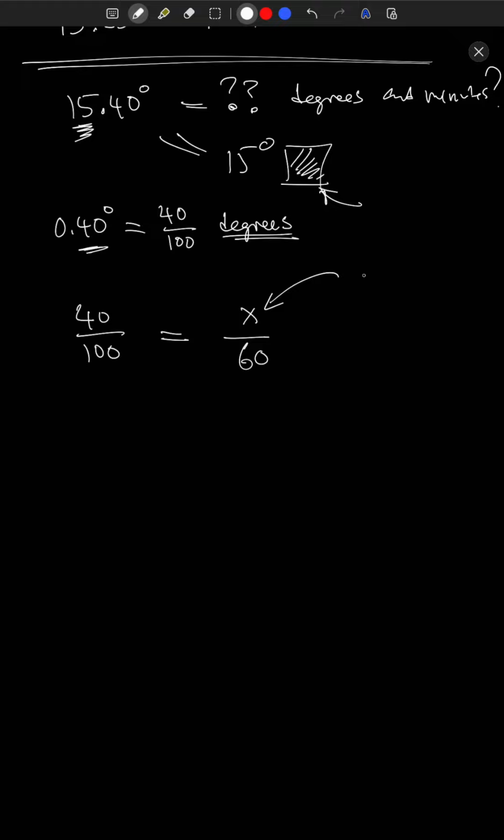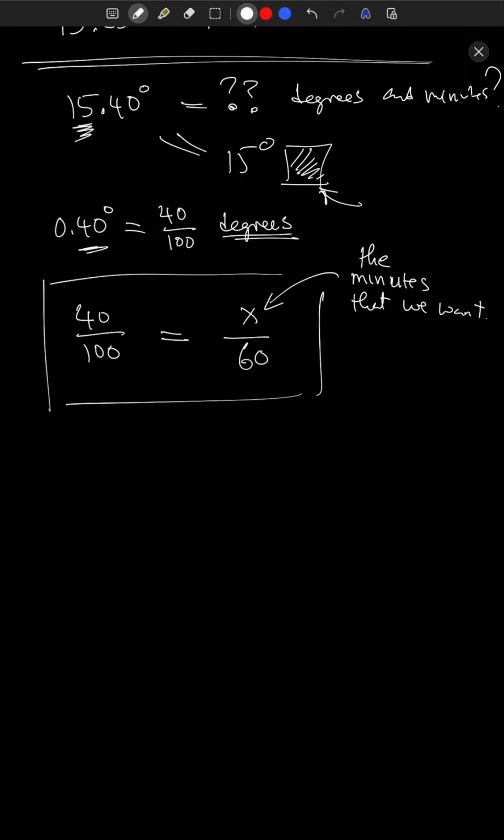Okay, so this is going to be our answer. This is the minutes that we want. So let me write the minutes that we want. In decimals, everything is in terms of hundreds or tens or thousands, 40 out of 100 here. But when we convert to minutes, everything is out of 60. So x out of 60. If you can solve this algebra problem, that x gives you the minutes. And this algebra problem is hopefully fairly simple.